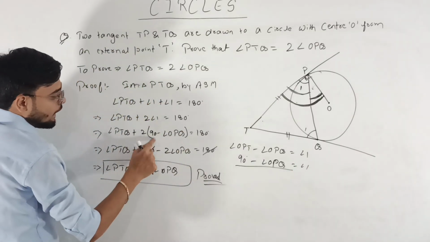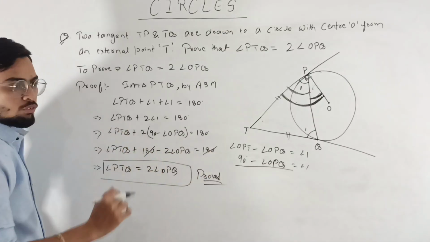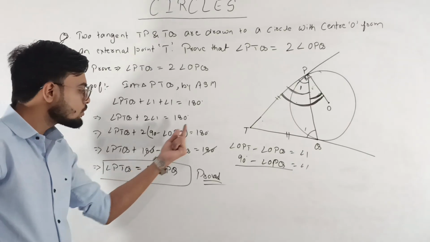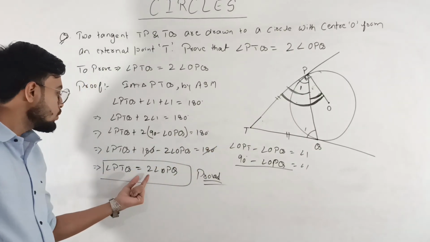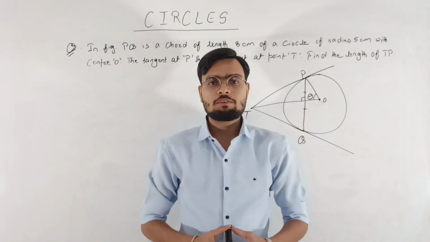Now I multiply: 90 into 2 is 180, and this will become 2 of angle OPQ. Now 180 cancels out. So what we are left with, angle PTQ is equal to, this minus goes to the other side and becomes plus, so angle PTQ is equal to 2 of angle OPQ. Understood? Now let's move towards our next question.